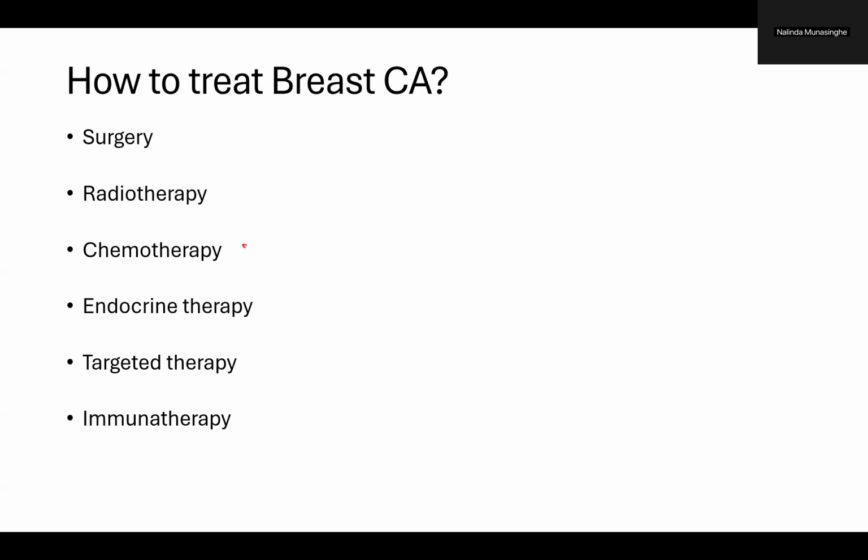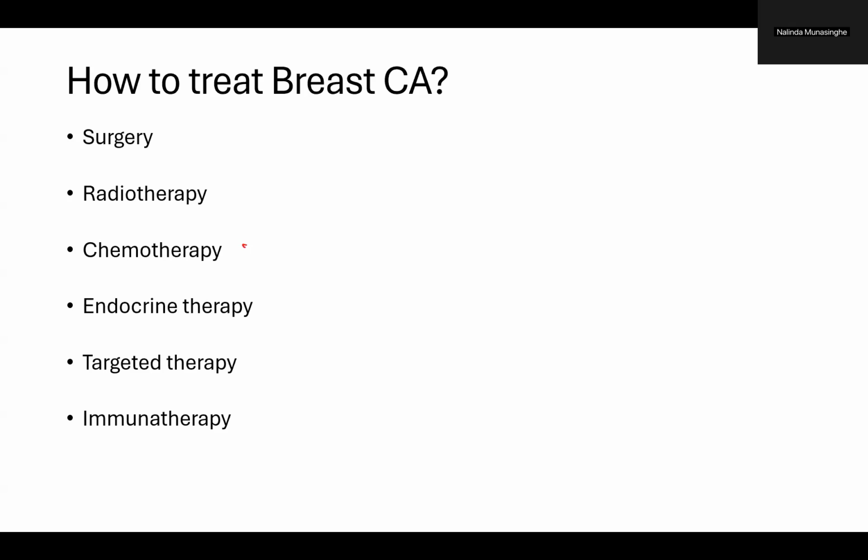So these are the basic principles. Surgery, we can remove it from the breast and remove lymph nodes from the armpit, the axilla. We have radiotherapy. We have chemotherapy. We have endocrine therapy. Now we have targeted therapy. And beyond that, we have even progressed to immunotherapy. Sorry for that spelling mistake. It should be immuno.